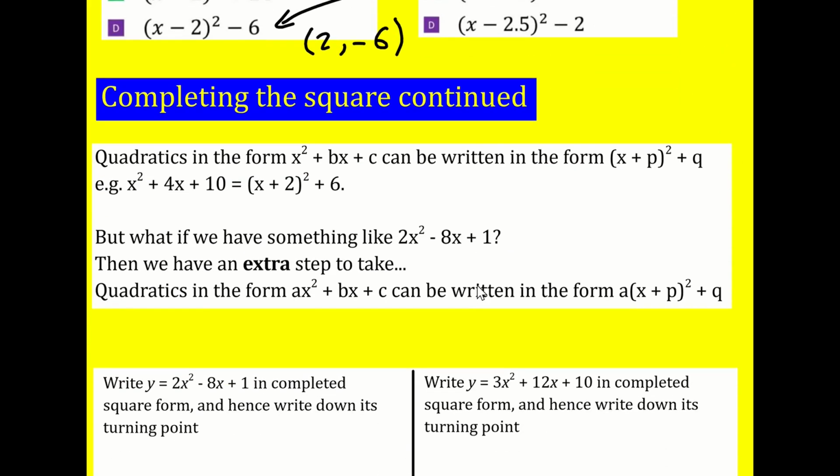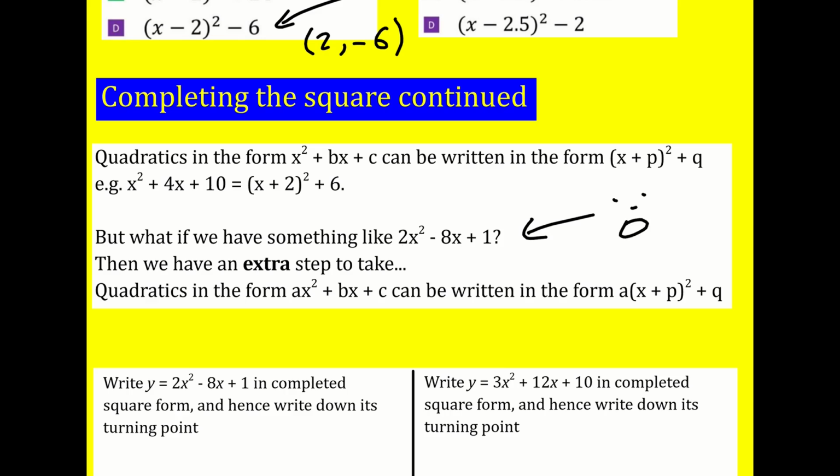Today we are going to continue with completing the square. We're not done. We've seen that we can write any quadratic in the form x squared plus bx plus c as x plus p all squared plus q. We even worked out what p and q would be for this more general case. Here's an example. You've just done some, so you can write x squared plus 4x plus 10 in this form. But what if we have something like this?